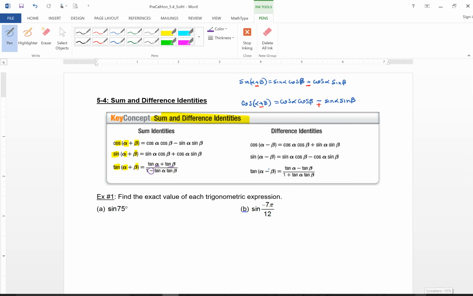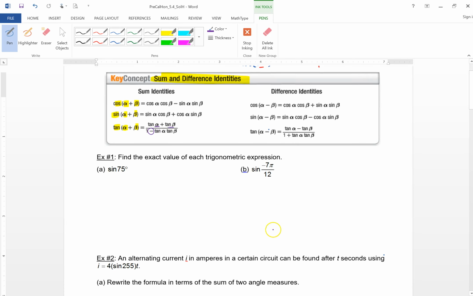Okay, the way we use this is you have to find the exact value of this. Now remember, when you're given the directions to give your answer in exact form, remember that when you have decimals, you're always rounding, so it's never exact. Exact means roots, fractions, and so on.